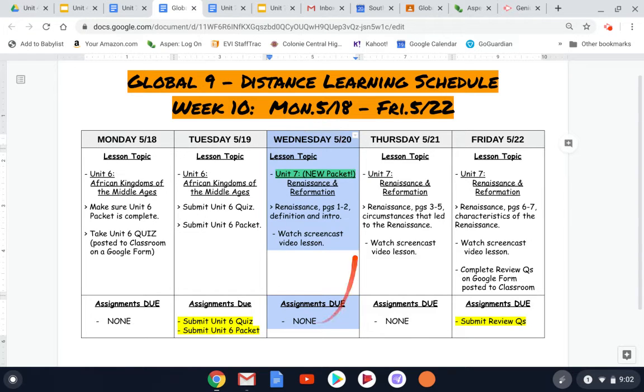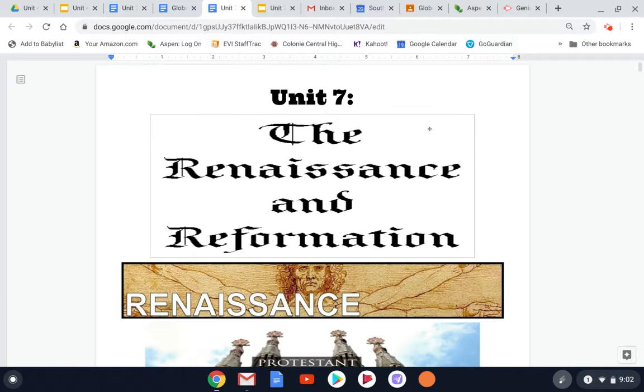All right, so let's look at today. We have a new packet, which you need to have open at this point. If you don't, the packet is assigned on the post below this one that you're getting the screencast from. So this unit is called Renaissance and Reformation. And today we're going to go over pages 1 and 2, which gives us a little introduction and goes over what the definition of Renaissance is. So let's hop over to our packet.